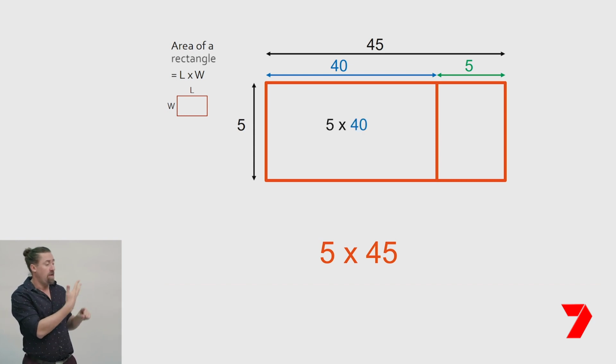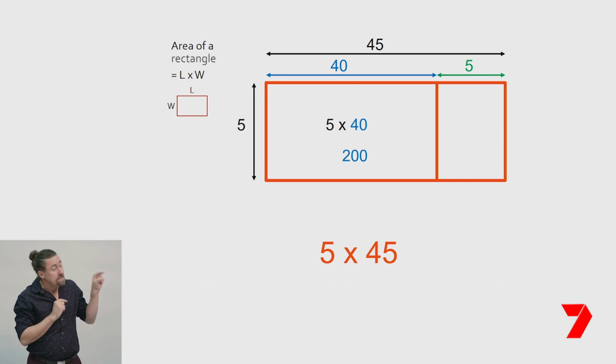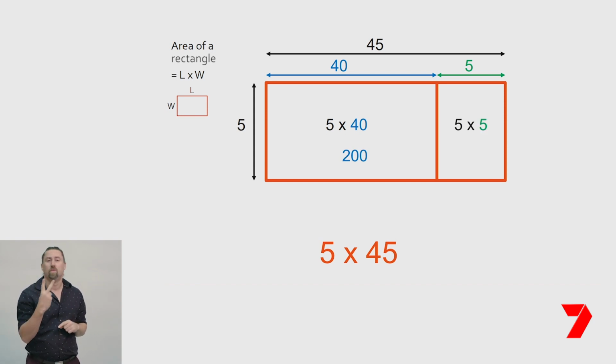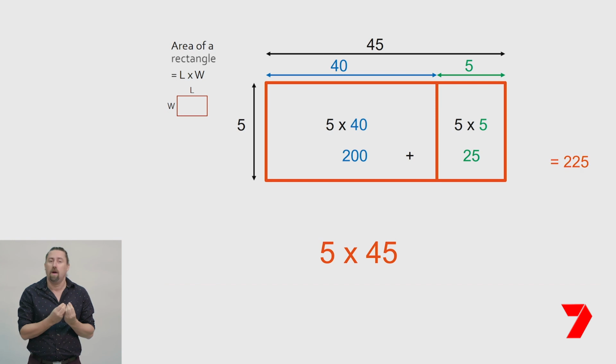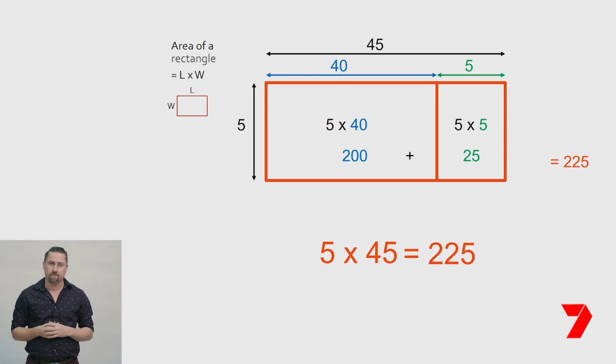40 multiplied by 5 is 200. 5 multiplied by 5 is 25. When we add the little rectangles back together, we get 225. 5 multiplied by 45 is 225. Once we get the hang of a strategy, we can use it to efficiently calculate solutions. This means we can do this quickly without error.